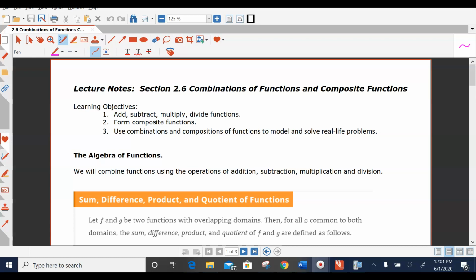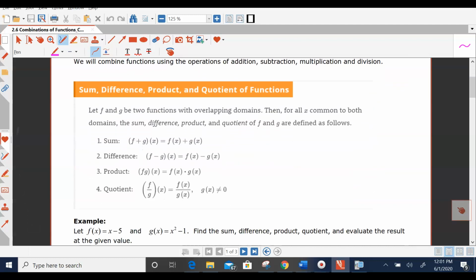So let's look at the algebra of functions. If you can add, subtract, multiply, divide, then this will be very easy. The only thing is the notation can be a little tricky. So let's take a look at some definitions.